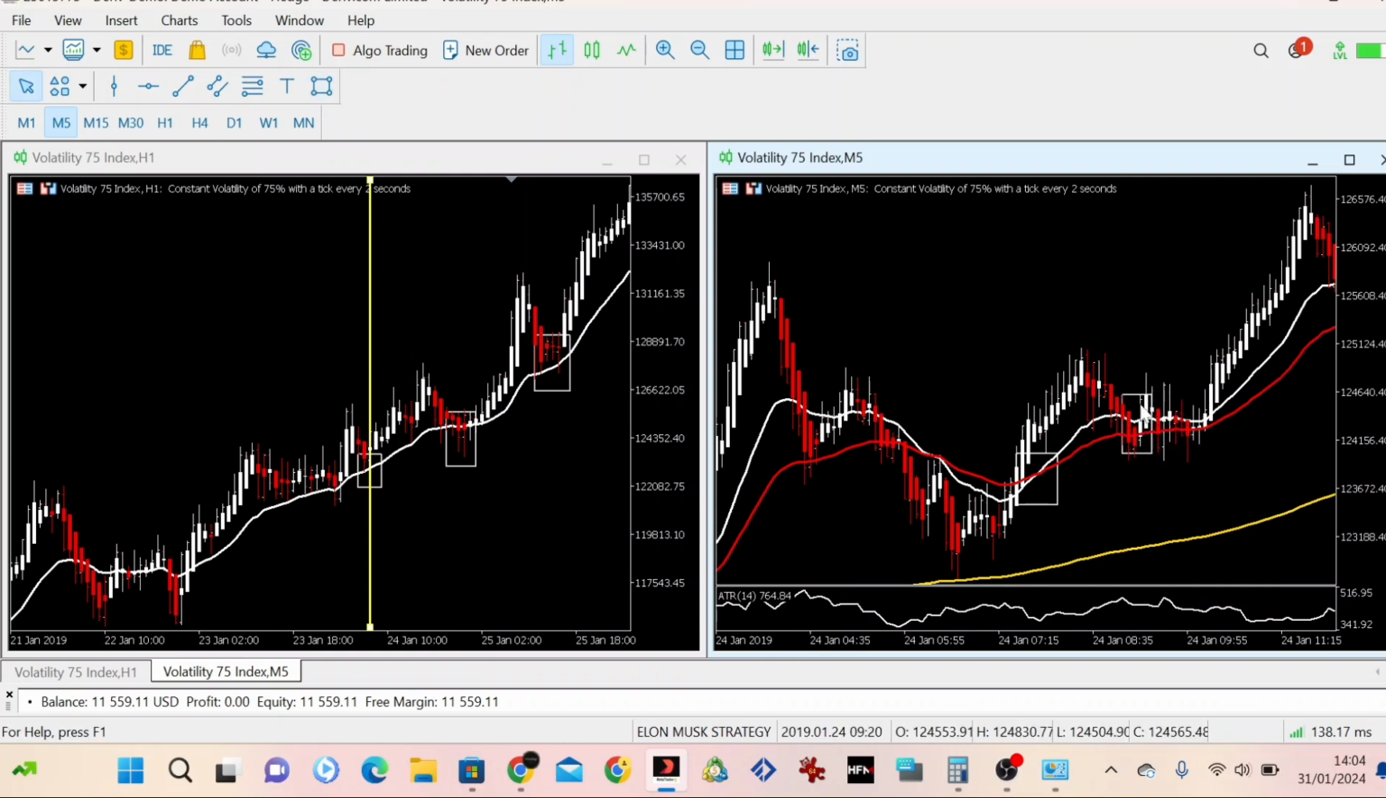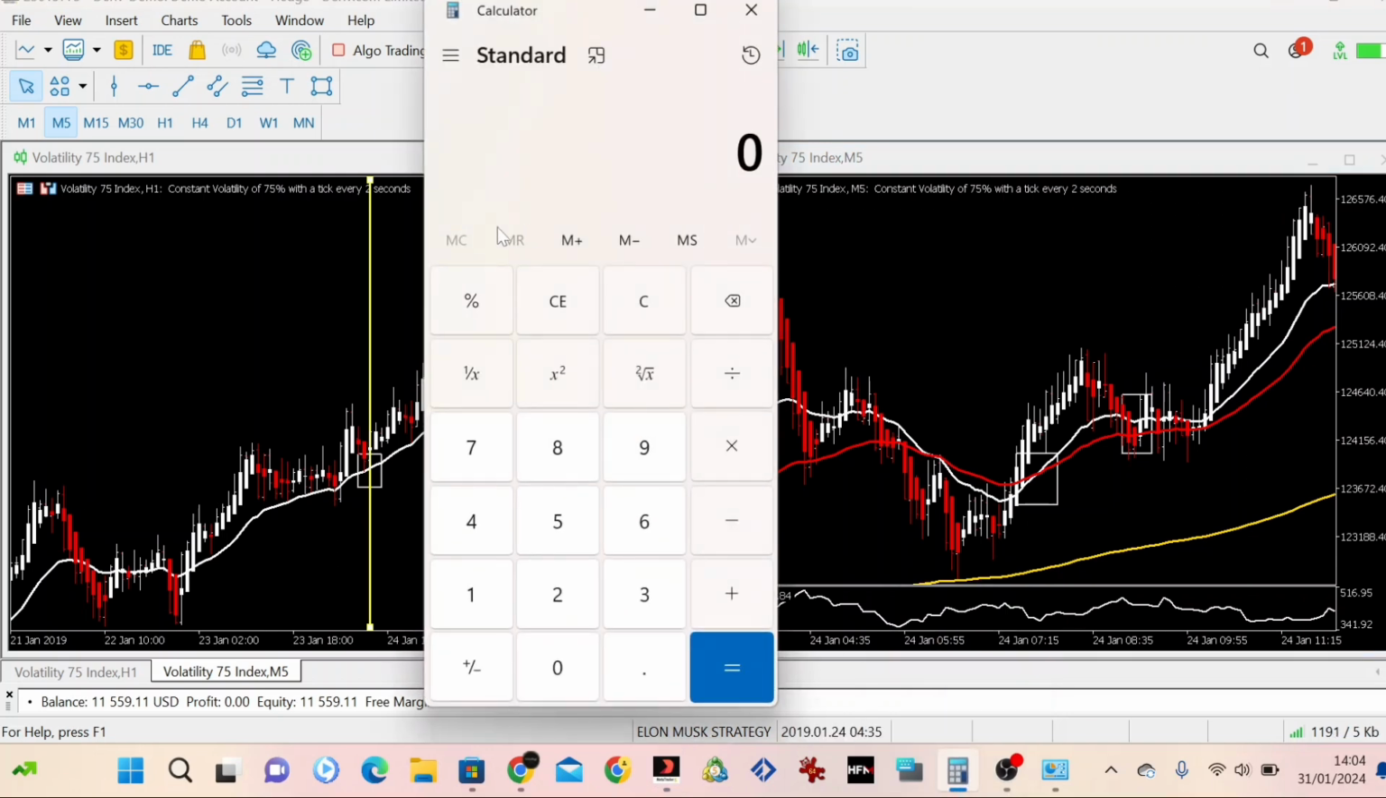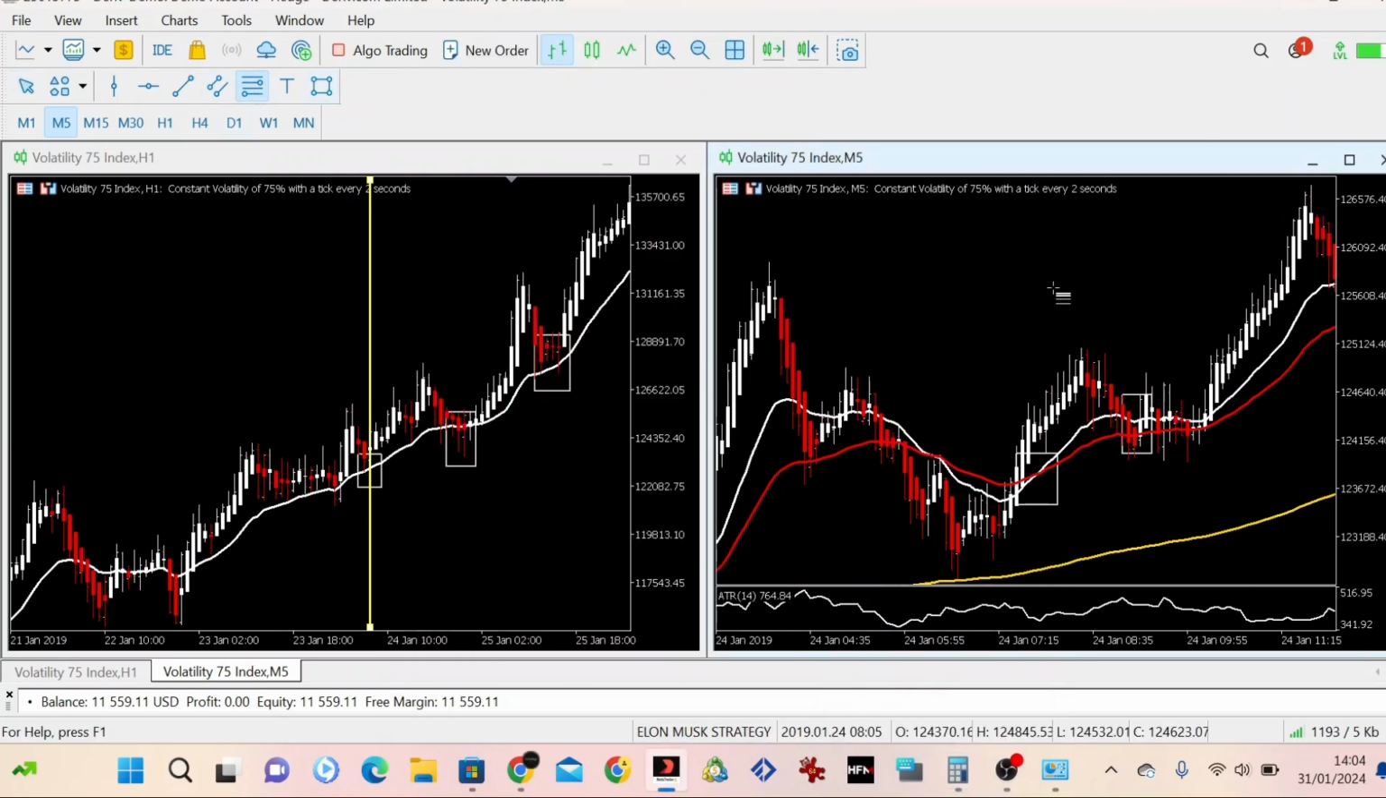You would enter there, and your stop loss would be 2 times your ATR. The ATR value at this point was 444, so 2 multiplied by that will be 888. Your stop loss will be 888. So assuming we entered here with an 888 stop loss, 888 would be right there. Let's say that's the entry, and this is the stop loss.